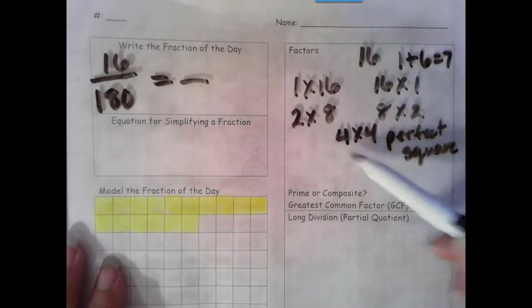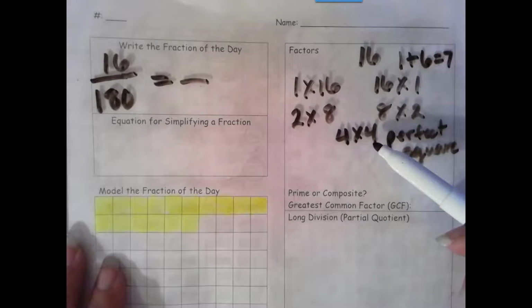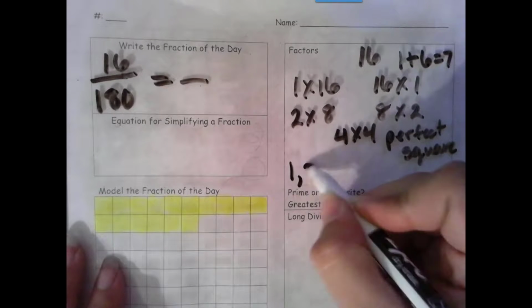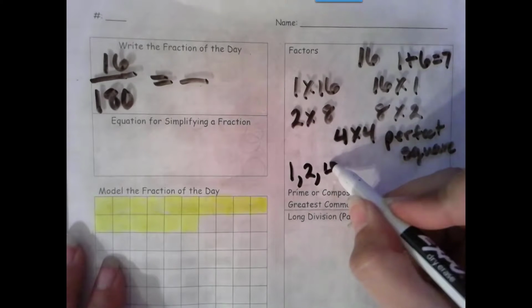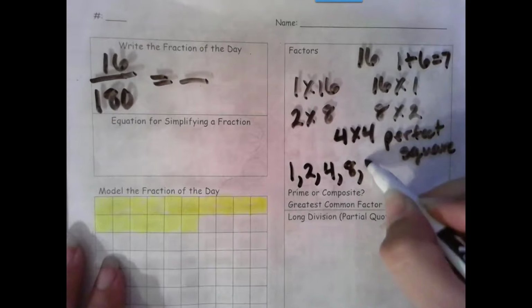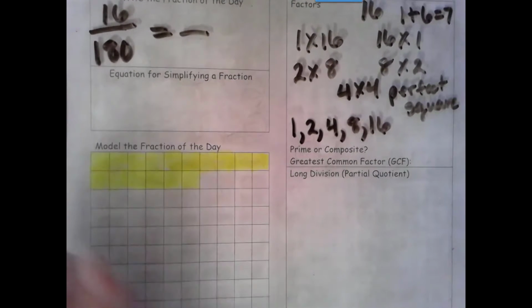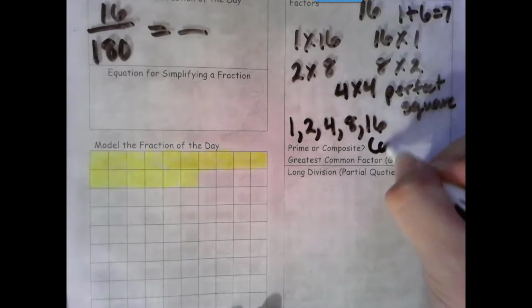There are no numbers between 4 and 4, so let's write down all our factors. We always write from least to greatest: 1, 2, 4, 8, 16. I have 5 factors, so that's more than 2 factors, so 16 is composite.